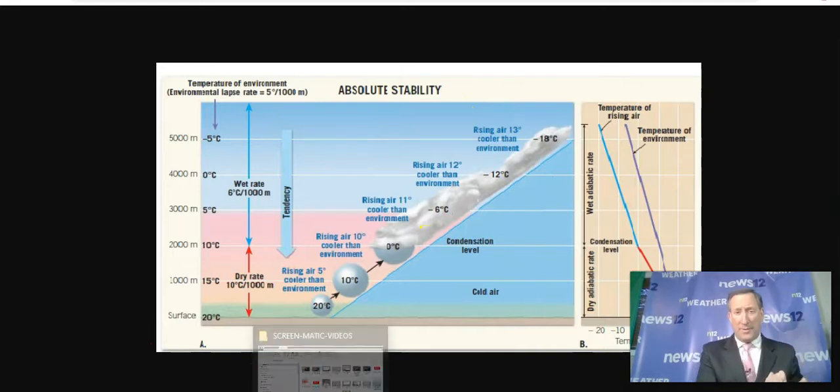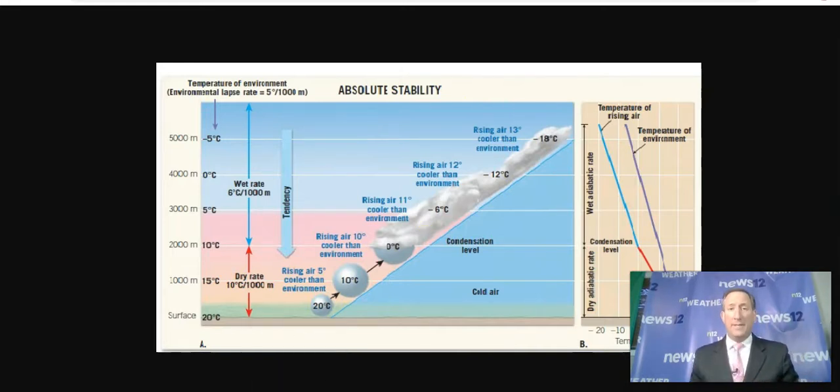You're comparing the environmental lapse rate. You will have a given of the surface temperature. Your environmental lapse rate will be given, okay? Your lifting condensation level will be given. And then you have to figure out the temperatures at all the different levels.